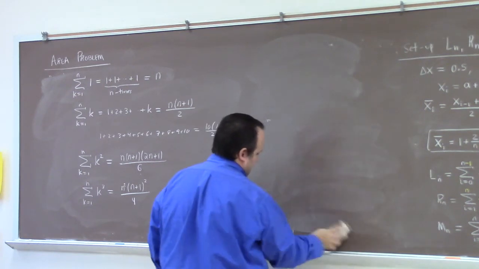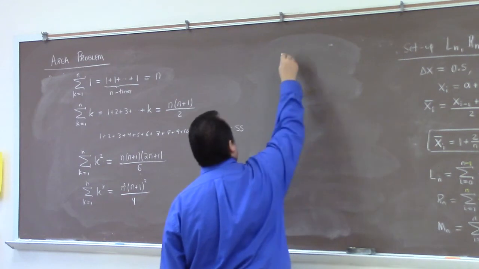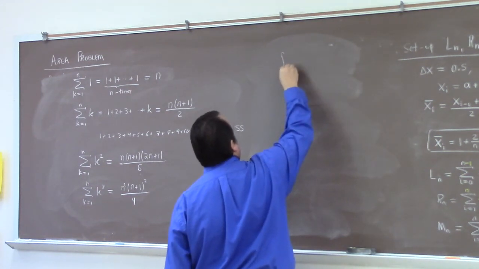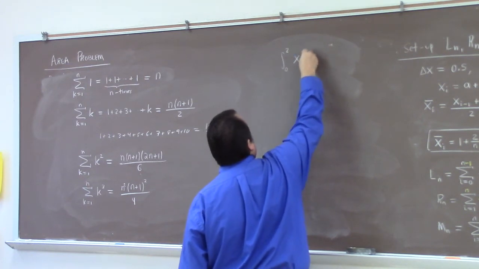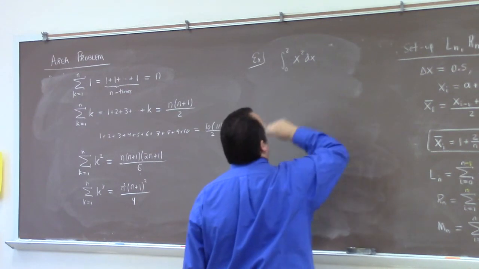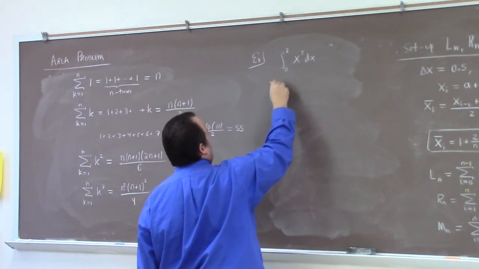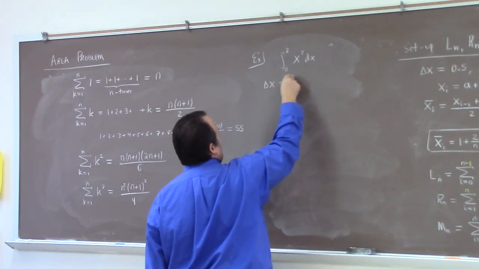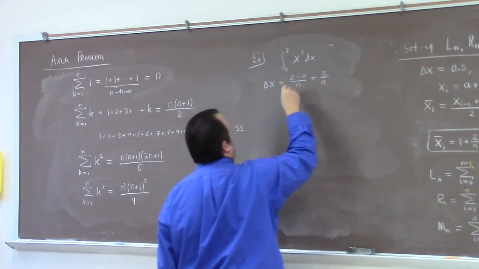I suppose I could show you an example of it if you want. I'll do something a little bit easier. Suppose we want to calculate the integral from 0 to 2 of x squared dx directly from the Riemann definition. We'll use the right endpoint rule because it's easiest. So delta x is 2 minus 0 over n, which is 2 over n, right?